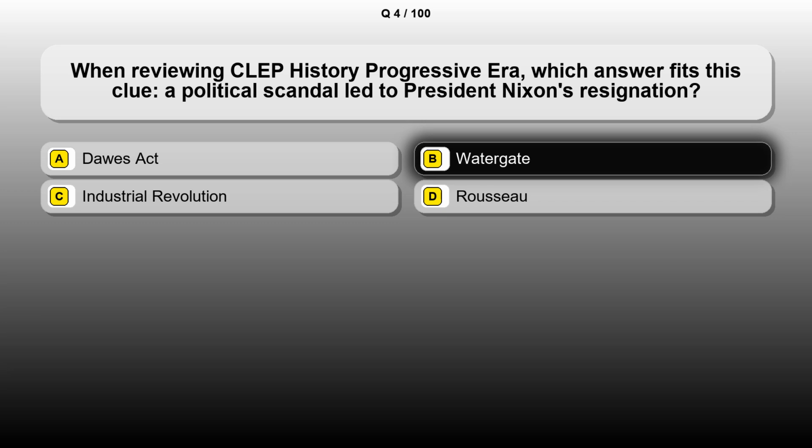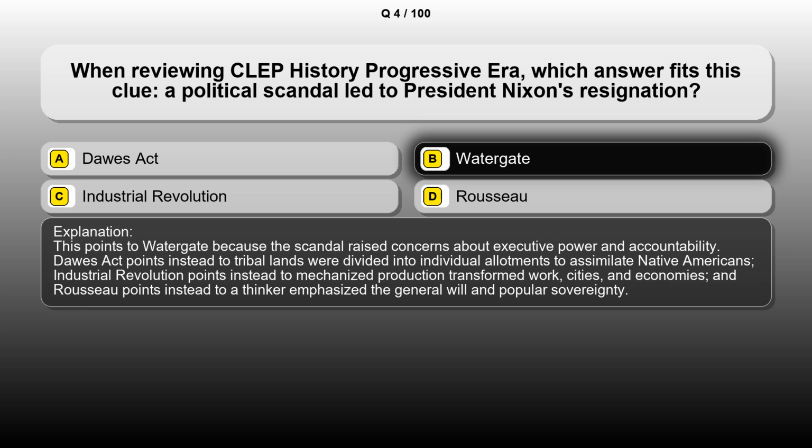The correct answer is option B, Watergate. This points to Watergate because the scandal raised concerns about executive power and accountability. Dawes Act points instead to tribal lands divided into individual allotments to assimilate Native Americans.